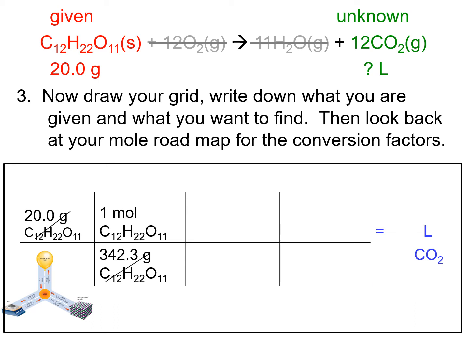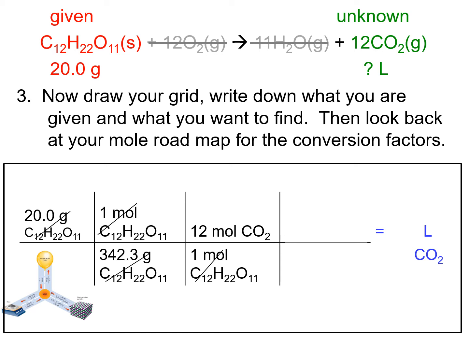Now that I have moles, I can do the mole exchange. I look up the ratio from the balanced chemical equation. There is no coefficient for the sucrose, but it's implied to be a 1. So for every mole of sucrose, 12 moles of carbon dioxide would be produced. The moles of sucrose will cancel. Leaves me with moles of carbon dioxide.